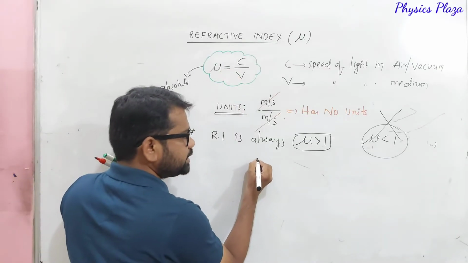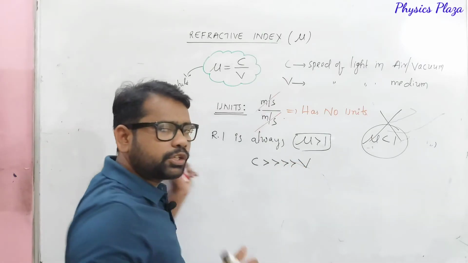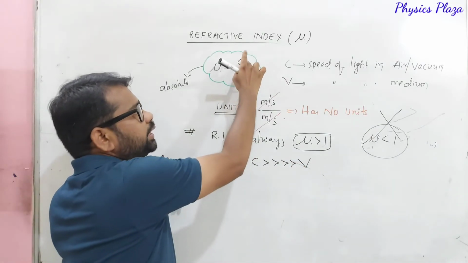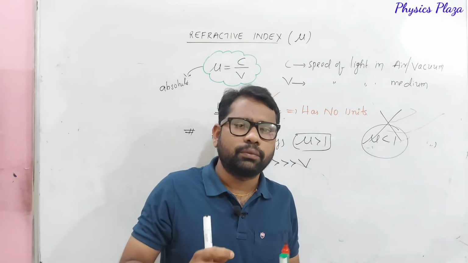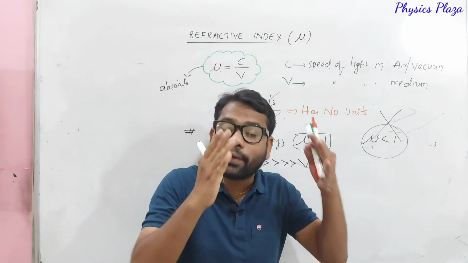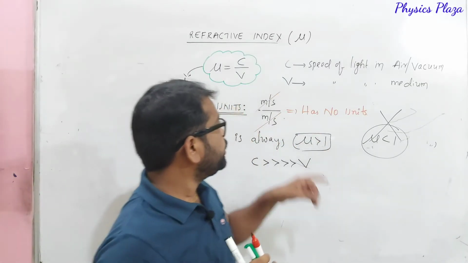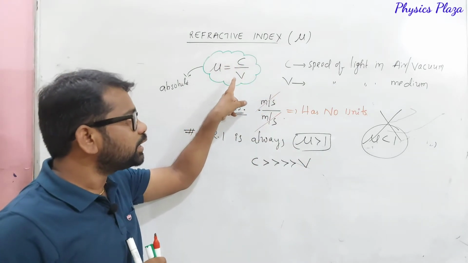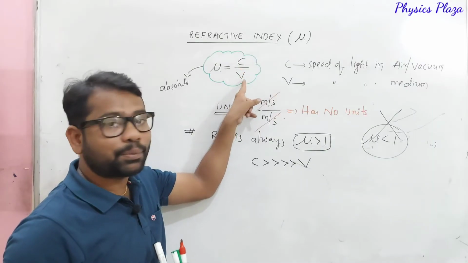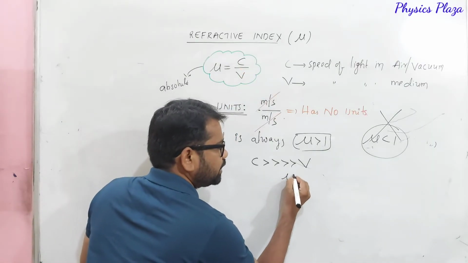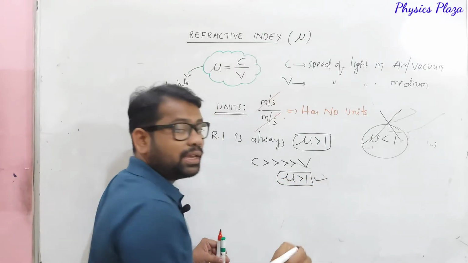Children, we know that C is always greater than V. So the numerator, the speed of light in vacuum, is more. Children, light can travel with the highest speed in a vacuum only. In no other medium can light travel faster. That's why the numerator is always greater than the denominator. I repeat once again, the numerator is always greater than the denominator. That's why refractive index is always greater than 1. It can never be less than 1.